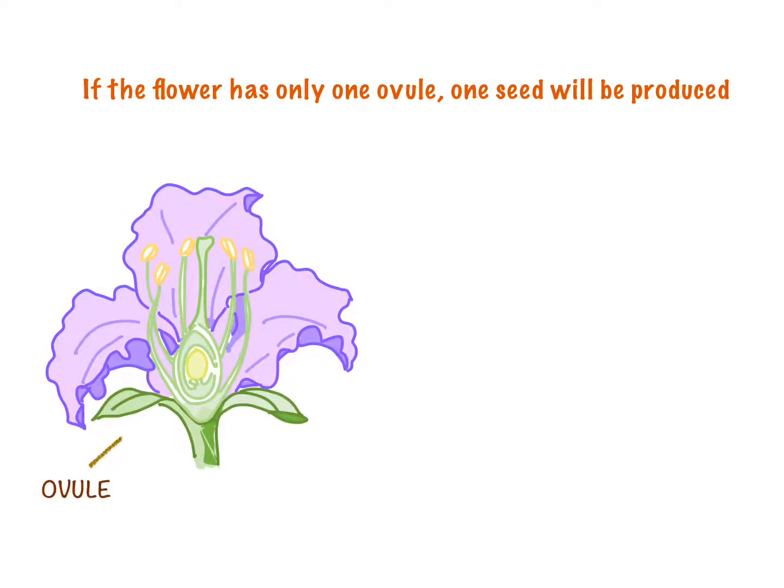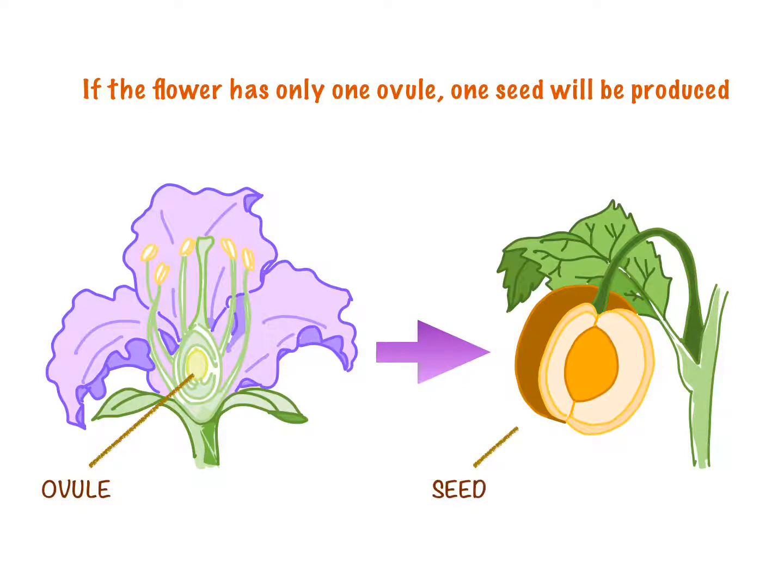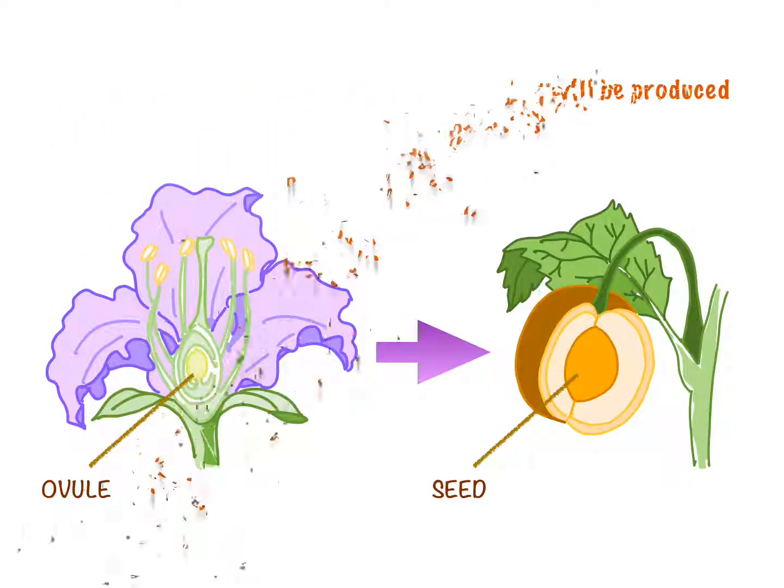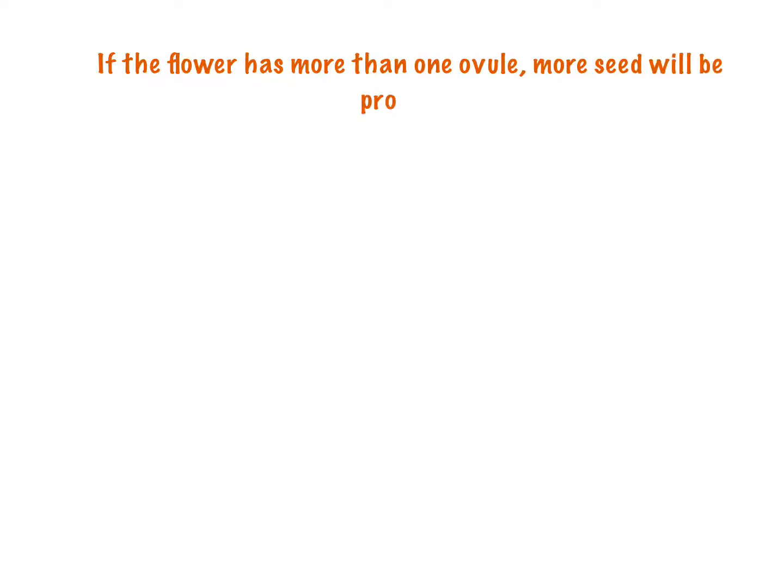If the flower has only one ovule, one seed will be produced. And if the flower has more than one ovule, more seeds will be produced.